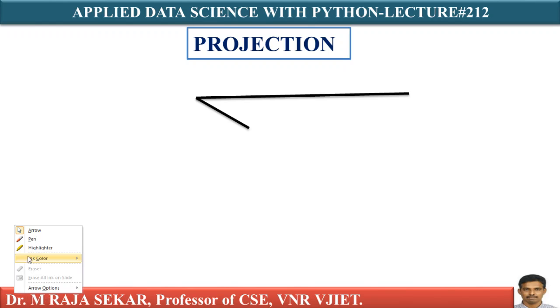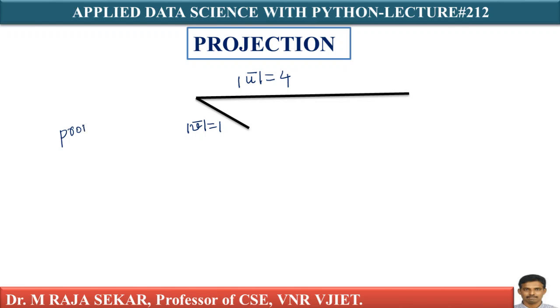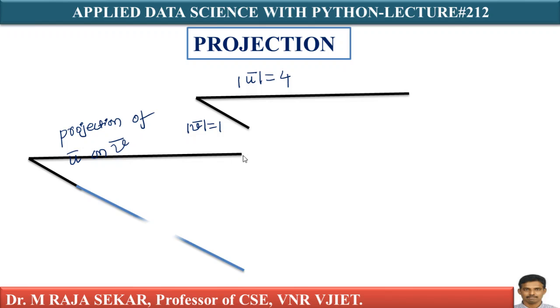Let me assume I have two vectors. Mod u bar, the length of this vector, I am assuming is 4. And again, I am assuming there is another vector, mod v bar, which is equal to 1. Now I am interested in the projection of u bar on v bar. That I need, isn't it? How can I do it? As I have to project u on v, I must extend this v bar. Let me extend it like this.